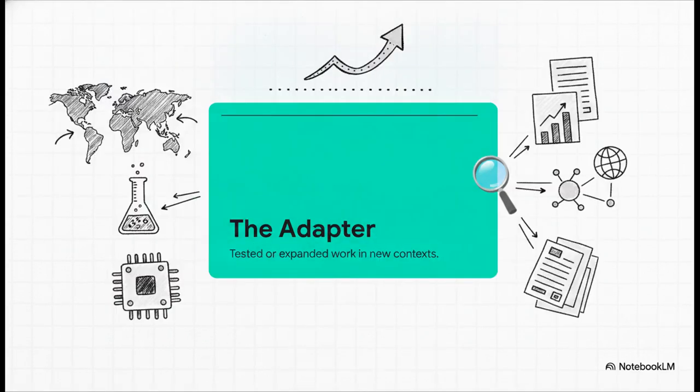And finally, we meet the adapter. Once the synthesizer has resolved the core conflict, the adapter comes along to see just how far this new theory can go. The visualizer shows you which papers tested or expanded upon that resolved work in entirely new contexts. Maybe they're applying an economic theory to a new geographic region, or testing a STEM hypothesis using a brand new piece of technology. The crucial point here is that they're adapting the hard-won conclusions of the debate to fresh environments.